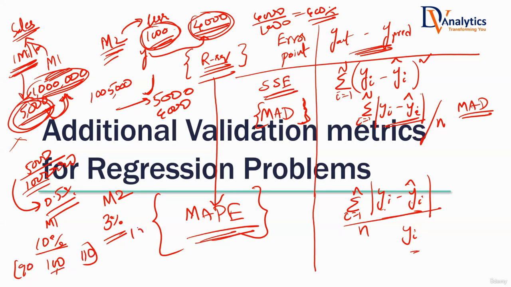Whereas M2, if 100 is the actual value, is likely to give the predicted value in the range of 97 to 103. Tell me which model is doing a better job in giving a prediction which is very near to the actual? M2. So mean absolute percentage error, have you understood this concept? The MAPE value has to be very low, as close to 0 as possible. Do you agree with that point? So that is one more alternative.